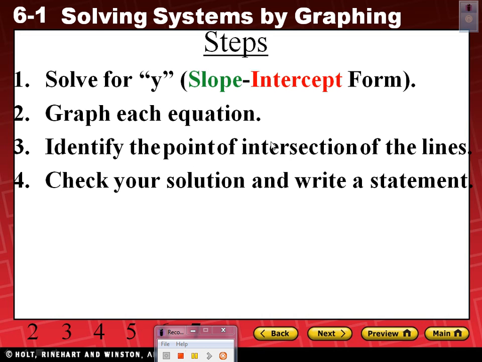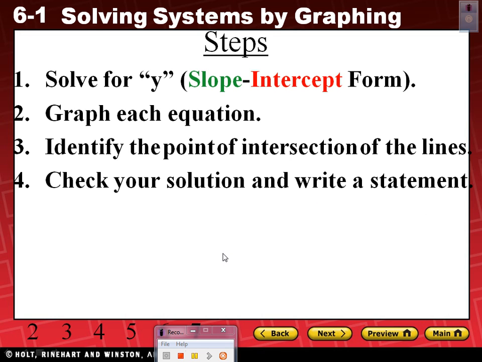Step 3, identify the point of intersection of the lines. Step 4, check your solution and write a statement.